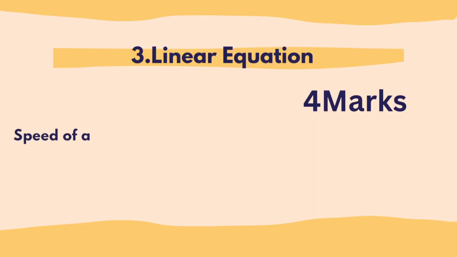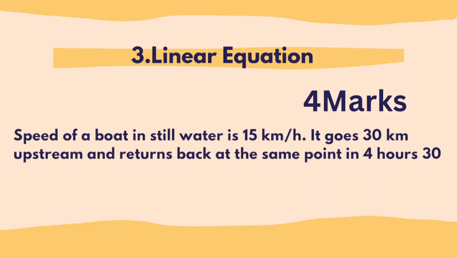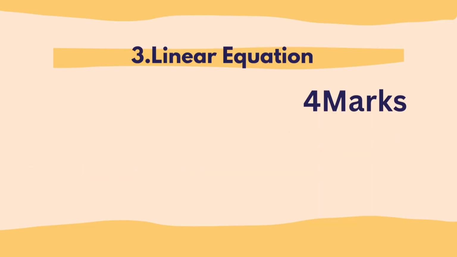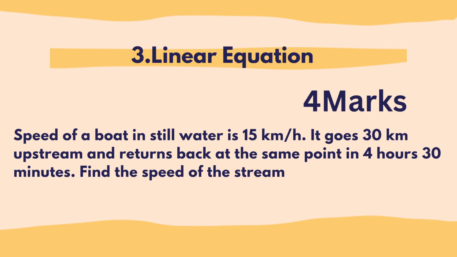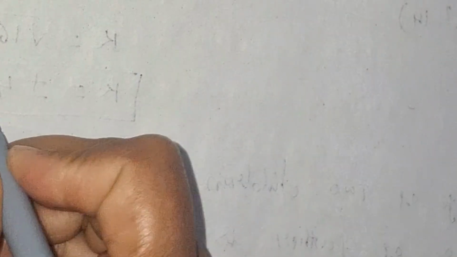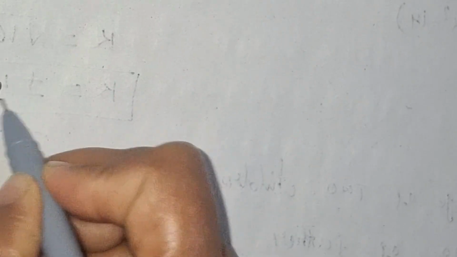Important question. Next, second question. The speed of the boat in still water is 15 km per hour. It goes 30 km upstream and returns back to the same point in 4 hours 30 minutes. Find the speed of the stream. This question is also a 4 marks question. Word problems are very important in the linear equations chapter.